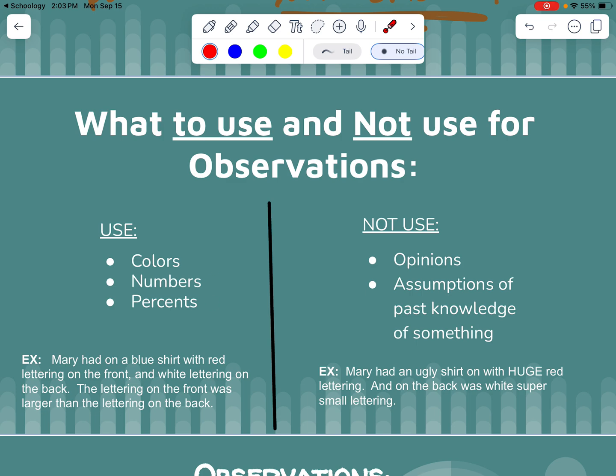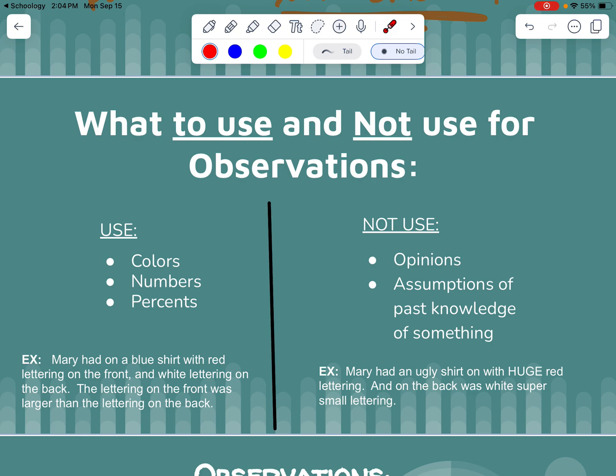What not to use, your opinions, assumptions of past knowledge. And so even though you might know we're talking about density, we try not to use any of this stuff when we're making observations, like saying that red is the most dense. Well, yeah, we probably know that to be true, but it's not an observation. If we say red is at the bottom, and then later in a CER we talk about that we predict or believe that red is the most dense, that's the time to say that. And of course, you would have evidence to support it. So we do have a couple examples here.